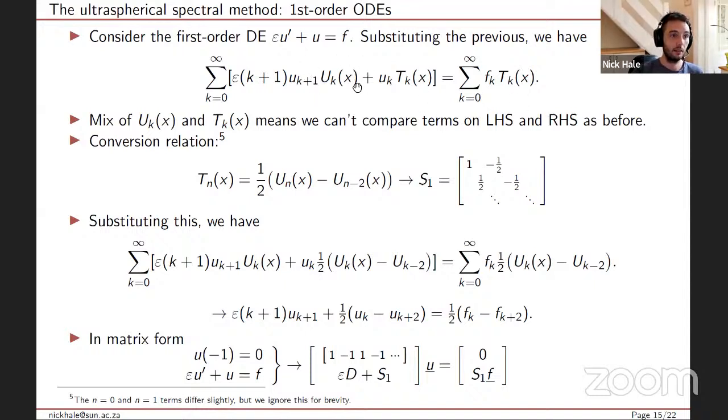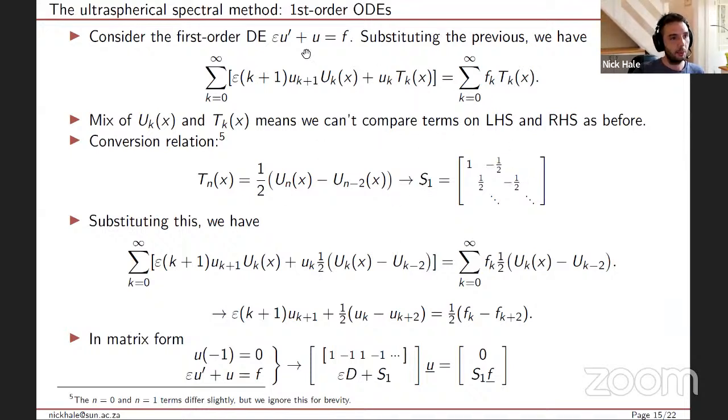We can either convert the Uk's back into Tk's, but then we'd be back in exactly the same Chebyshev polynomial method that we saw previously. So instead, the right thing to do is to turn the Tk's into Uk's on both sides, and then we could compare coefficients again. Okay, and it turns out we can do that. There's a nice sparse conversion relationship between those as given here, and we end again with a nice sparse banded matrix that we can do that.